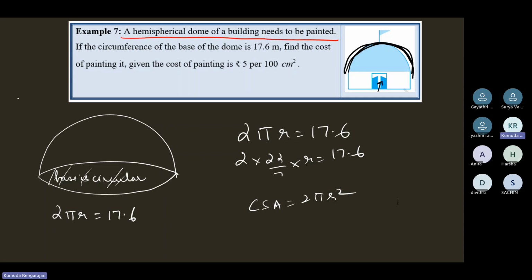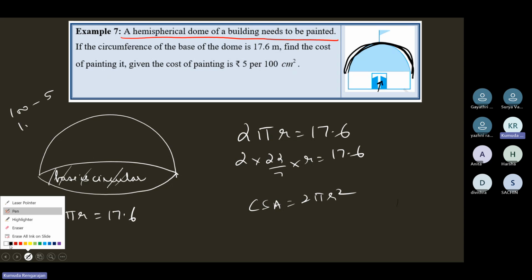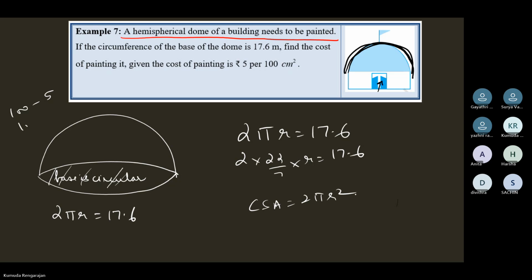Then for 100 meter square, 5 rupees. So for 1 meter, sorry, for centimeter square, okay. So that means this area you would have found in meter square. You should convert that to centimeter square, because the cost is given per 100 centimeter square. So convert the area you got in meter square to centimeter square. Then for 100 centimeter square, it is 5 rupees. For 1 centimeter square, it will be 5 by 100.